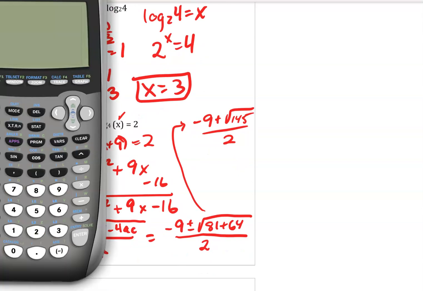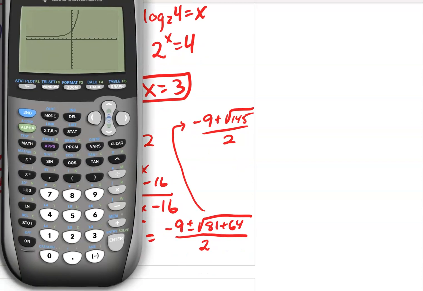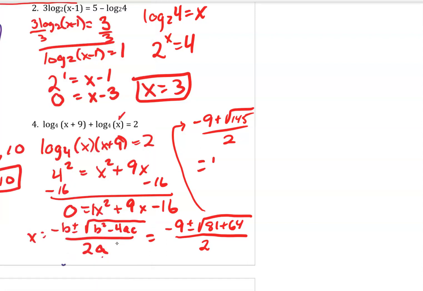So in our calculator, we're going to have negative 9 plus the square root of 145. Oh, that's times. Negative 9 plus the square root of 145, divided by 2. 1.52 to the nearest hundredth.